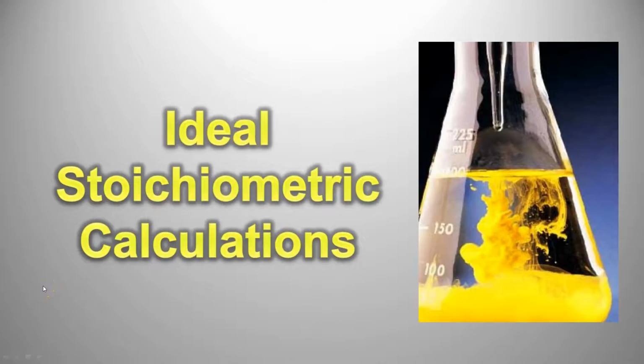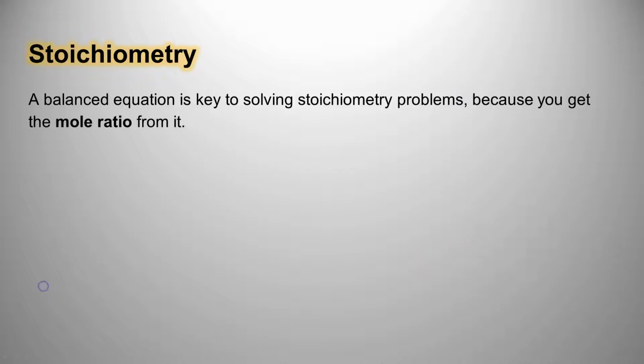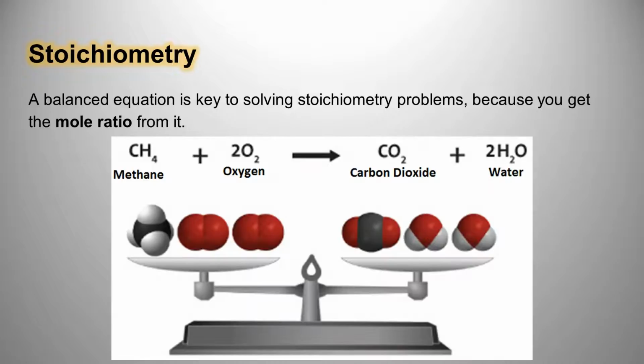Hello, students of science. Let's talk about ideal stoichiometric calculations. As we've already talked about with stoichiometry, we are going to be using that to figure out the relationship between reactants and products. A balanced equation is key to solving these because we get our mole ratio from that. So in this case right here, I have a mole ratio of 1 mole of methane is going to react to form 1 mole of carbon dioxide.